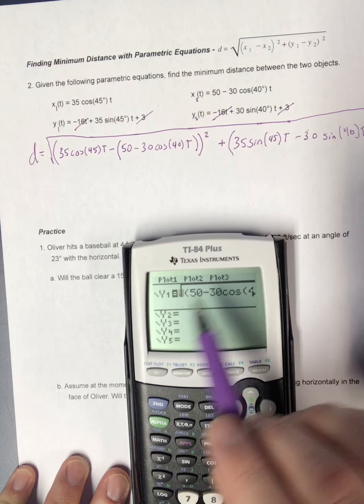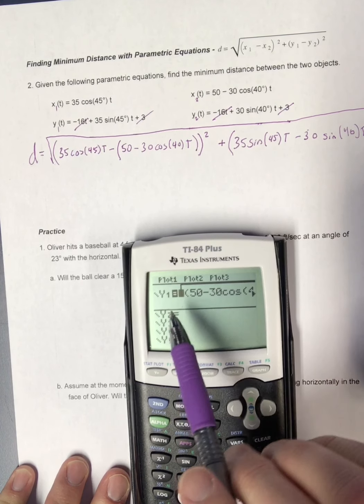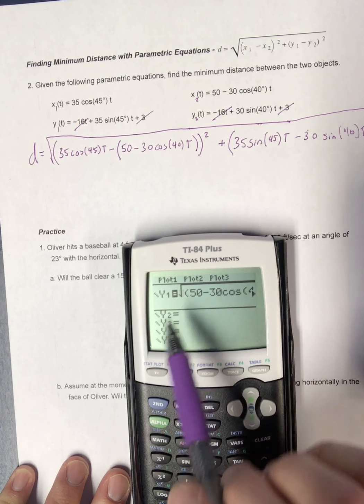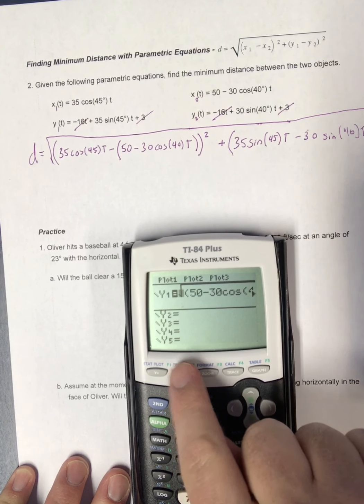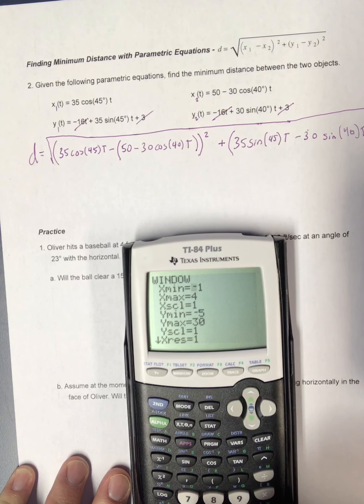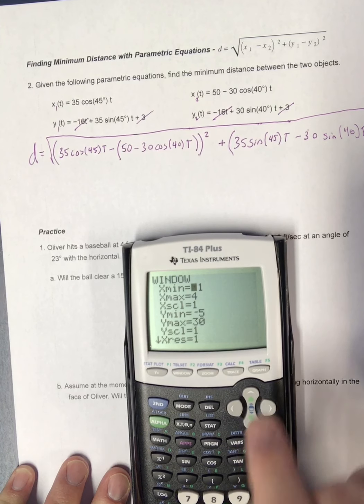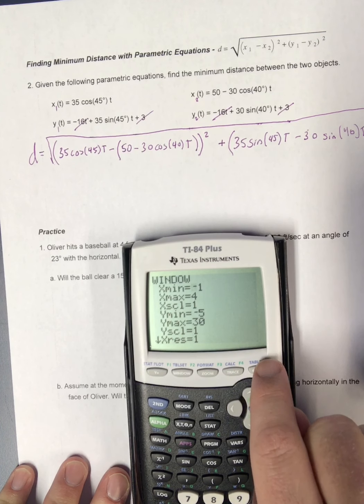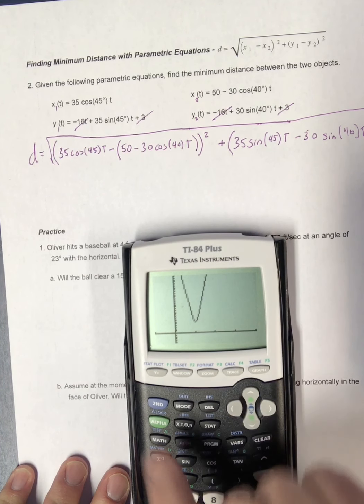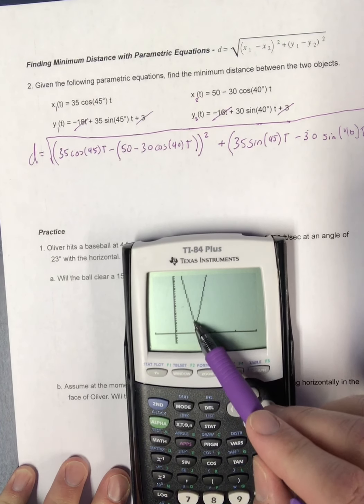I already substituted it. I simplified it a tiny bit and put it into my graphing calculator under y equals. I then use this window. So if you want to pause now, you can put that in your window. And this is what the graph ends up looking like. So to find the minimum distance, it would be this value right there.